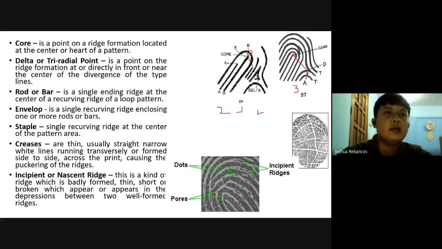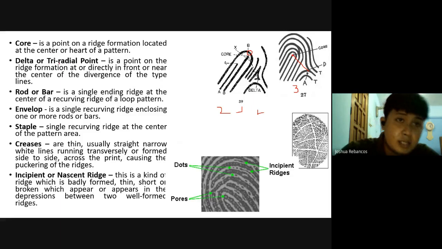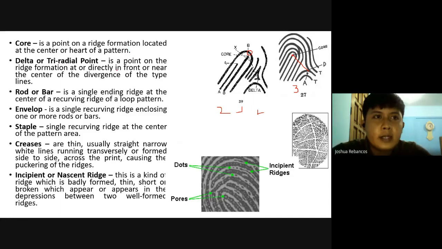So, we have the delta or the tri-radial point. Is a point on the ridge formation at or directly in front or near the center of the divergence of the type line. So, near the center of the divergence. Ito yung sinasabi ko ngayon na divergence. Okay? The delta is located near or in front, or in the center of the type line. So, yun ang inyong reference.